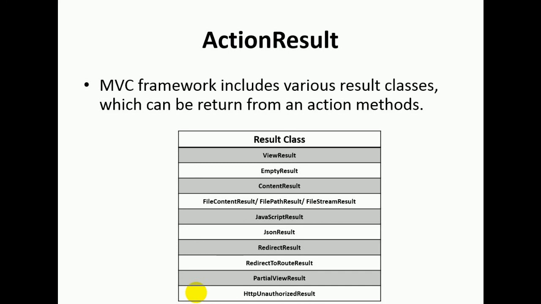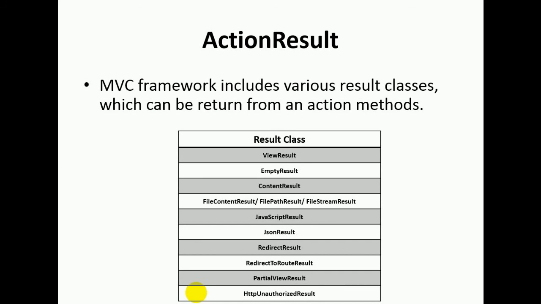ViewResult represents HTML and markup. EmptyResult represents no response. ContentResult represents string literal. FileContentResult, FilePathResult, FileStreamResult represent the content of a file. JavaScriptResult represents a JavaScript script. JsonResult represents JSON that can be used in Ajax. RedirectResult represents a redirection to a new URL. RedirectToRouteResult represents another action of same or other controller.